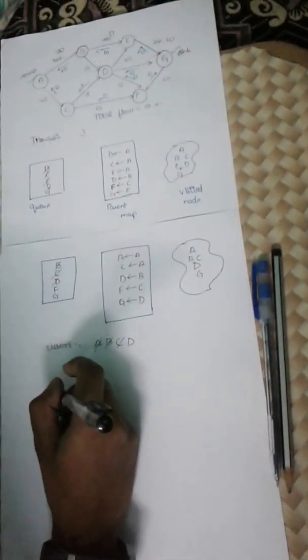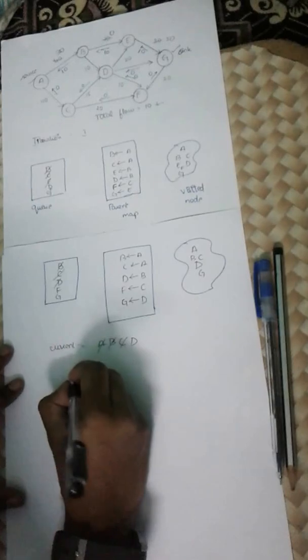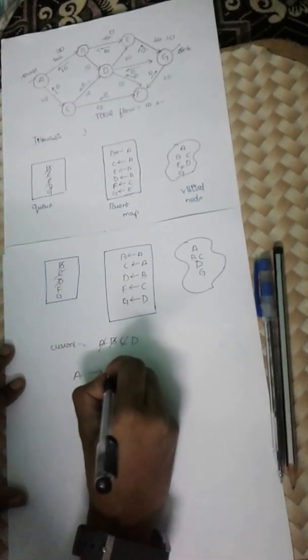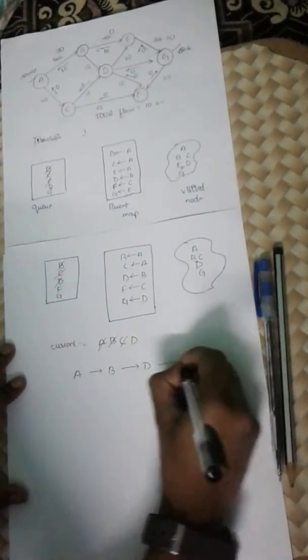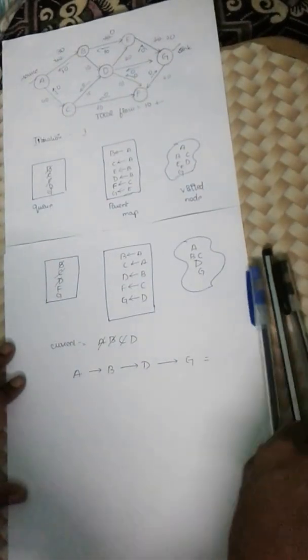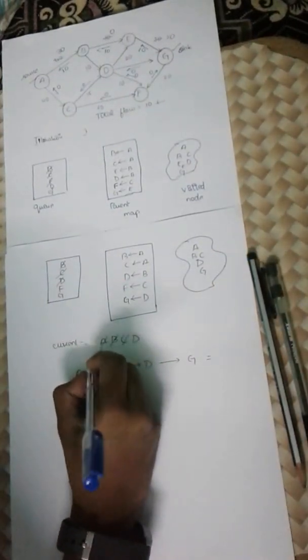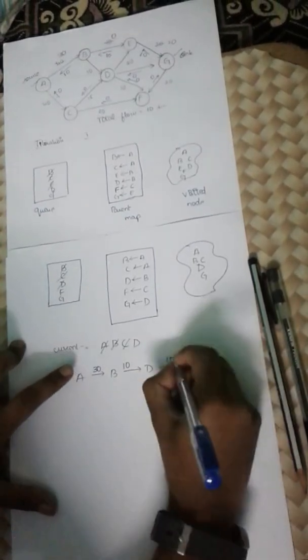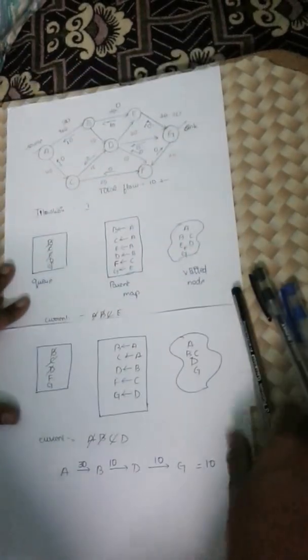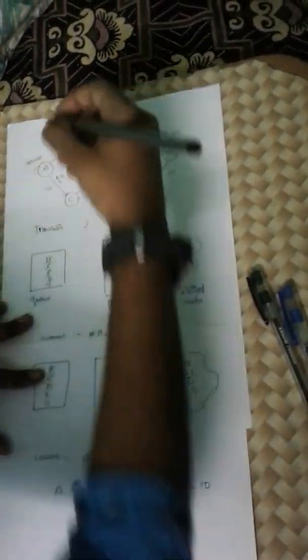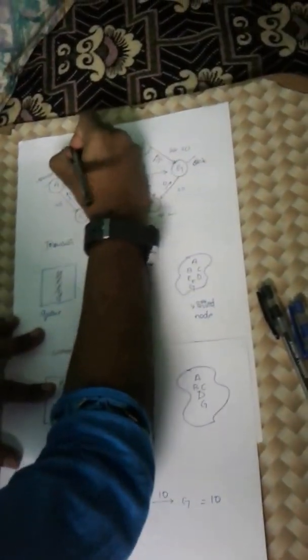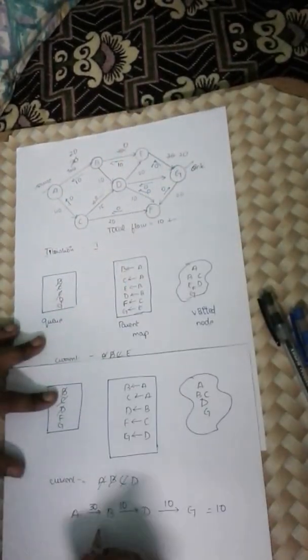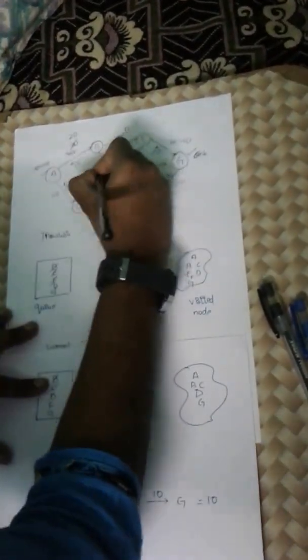So my path would be like A to B, B to D, and D to G. So my 30, 10 and 10, the least one would be 10. Now if I cancel out the 10 and all those things again, what happens: from A to B I'm going to cancel out the 10, it becomes 20, and from B to D I'm going to cancel out this 10.